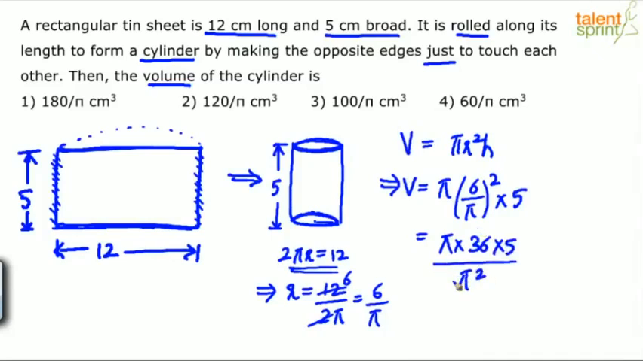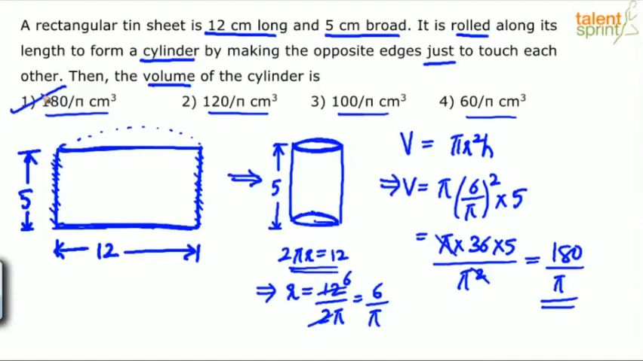See, we are not taking pi as 22 by 7 because if you observe the options, all have got the measurements or the volume in terms of pi, right? So let us not waste our time in simplifying it. Pi anyway gets cancelled here, 1 pi in the denominator. What will be left? 36 into 5. 36 into 5 is 180 divided by pi. So the answer here will be 180 by pi centimeter cube, option 1.